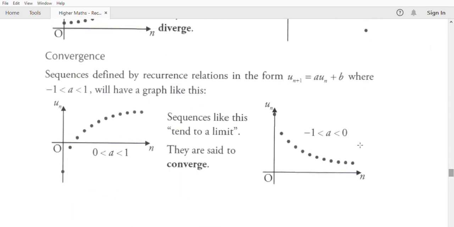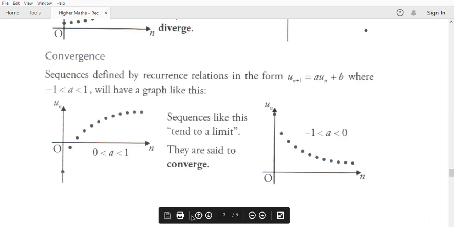Whereas some sequences converge, and by that I mean they tend to a limit. So they move towards a certain value. If we notice in these two here, they are leveling off. This is for values of a between 0 and 1. This is for values of a between negative 1 and 0.